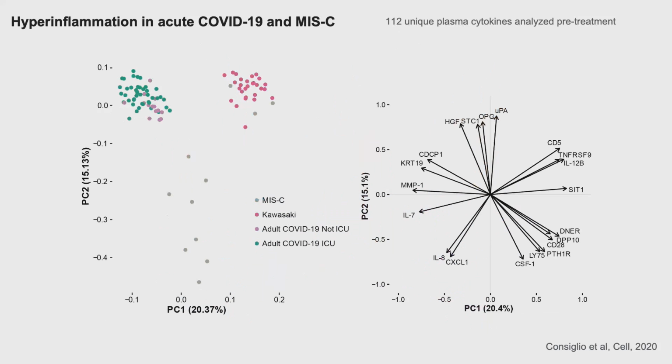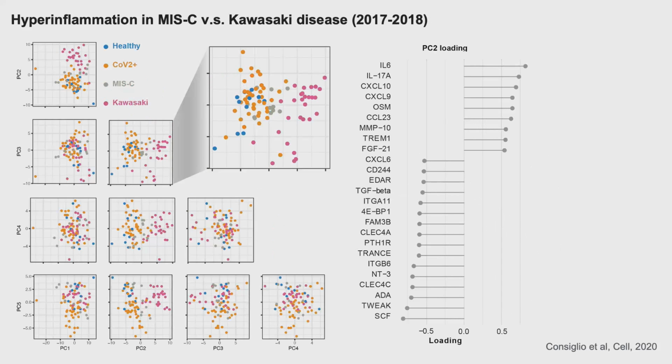And the first thing we asked was whether the hyperinflammation seen in children with MIS-C would be the same as the hyperinflammation seen in adults with acute COVID-19. And it turns out when we looked at 112 unique plasma proteins that is not the case. These are discretely different conditions, where the MIS-C patients are here, the adults with acute COVID are here, and Kawasaki disease patients, with a few overlapping MIS-C patients, are here. There are a number of cytokines that differ, and this has been recently published in Cell, so I refer anyone to the publication for more details.